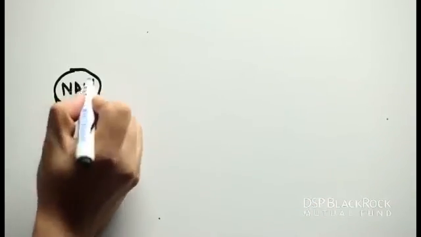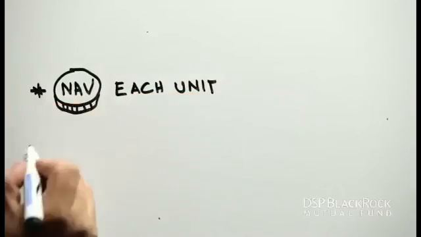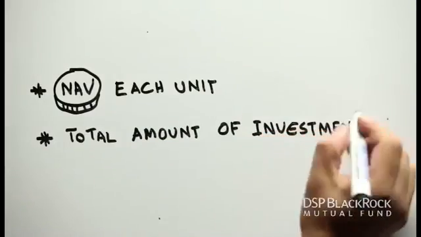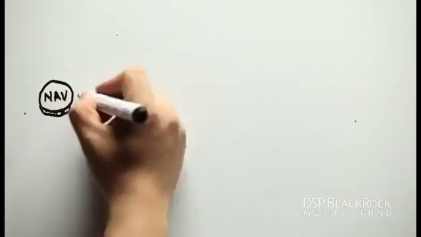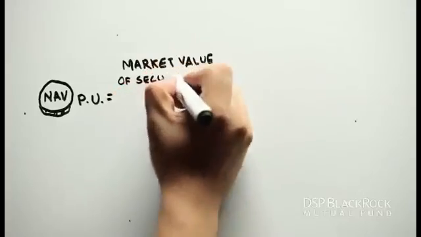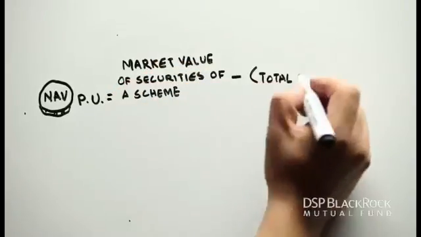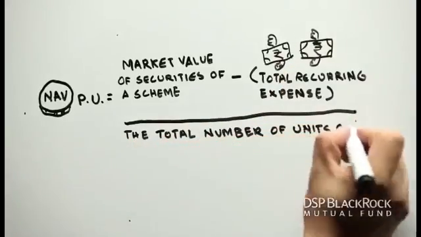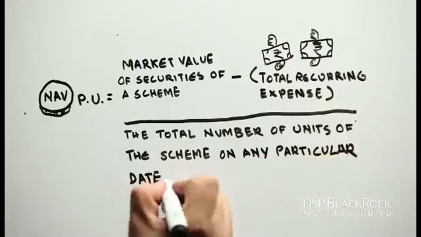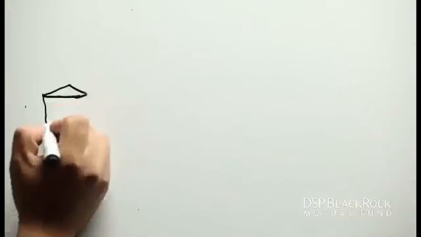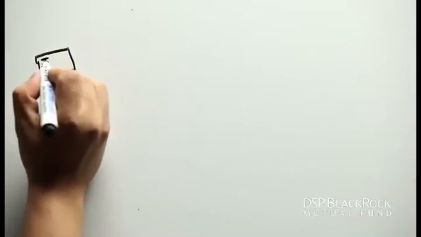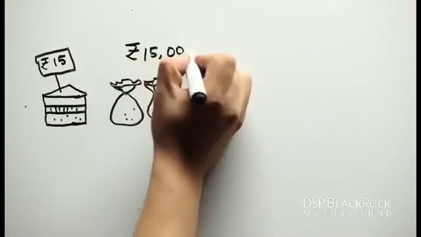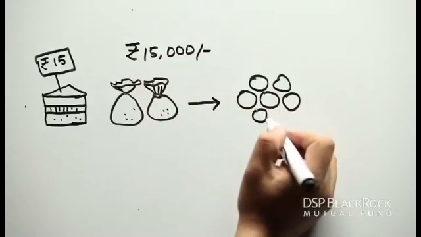The number of units that an investor can buy depends upon two factors: the NAV of each unit and the total amount of investment. Hence, the NAV per unit of a scheme is the market value of securities less total recurring expenses of the scheme divided by the total number of units of the scheme on any particular date. So, if the NAV is 15 rupees and the investor invests 15,000 rupees in the scheme, then he or she will be allotted 1,000 units.